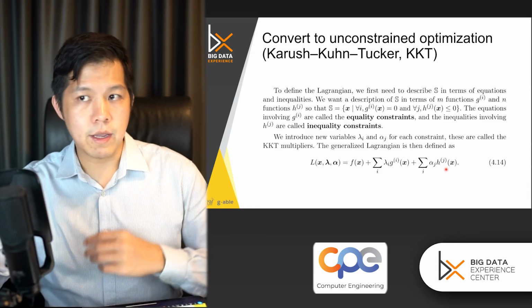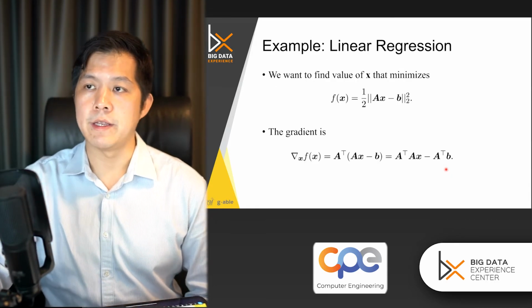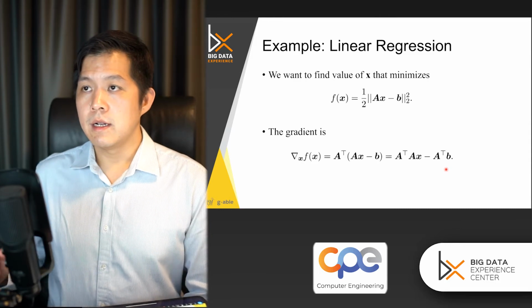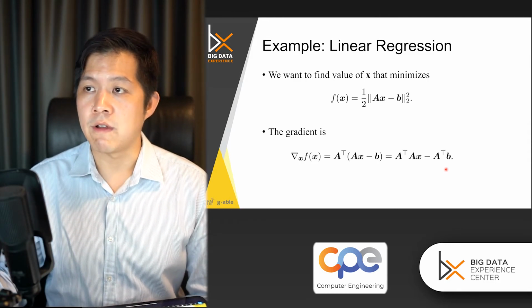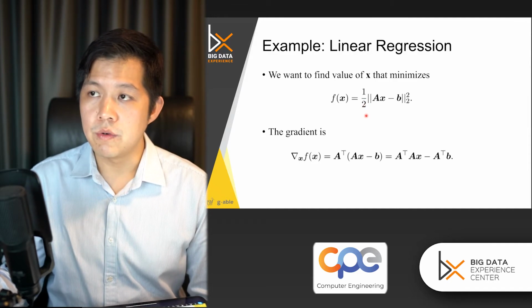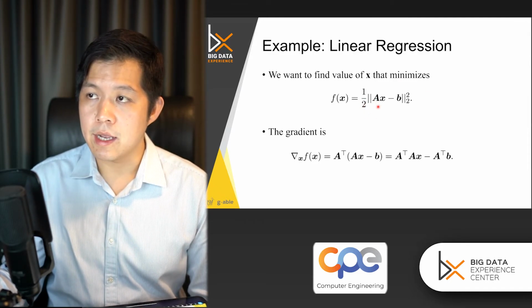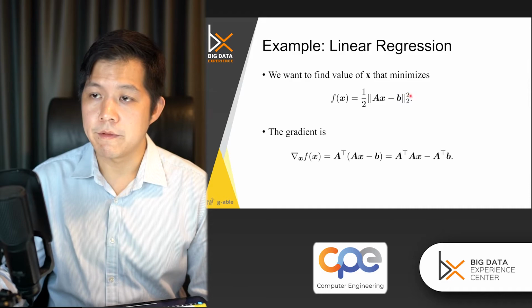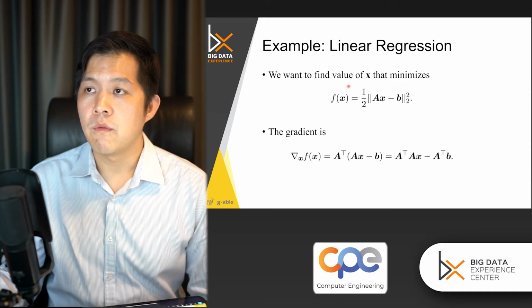Okay, let's take a look at an example. Maybe you will have an idea here. Let's say that we want to minimize this function. This is f(x) equals 1/2 times (Ax minus b) squared, right? We want to find the value of x that minimizes this.